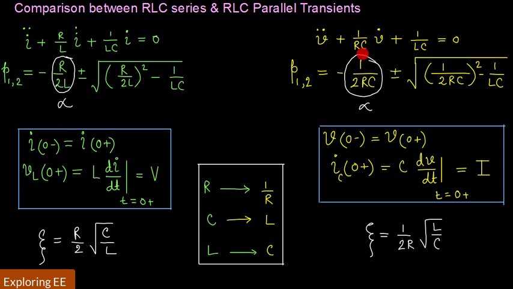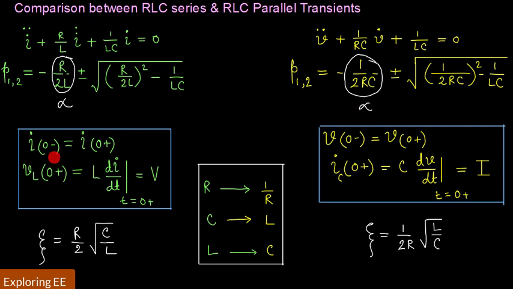But here, the roots of the characteristic equation are given by 1 by 2RC plus minus under root (1 by 2RC) whole square minus 1 upon LC. So for the series RLC circuit, this value is alpha. For the parallel RLC circuit, 1 upon 2RC is our alpha, where alpha is the damping factor.